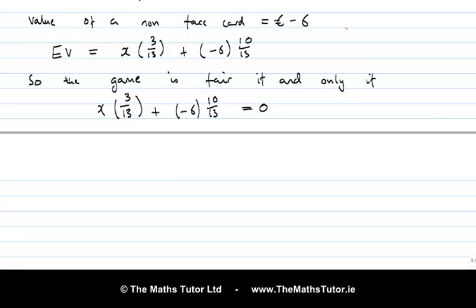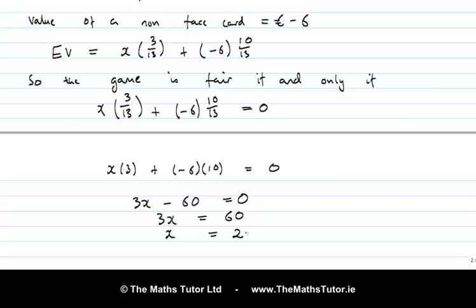It's a simple linear equation in X. So we could start by multiplying by 13. That would give us X times 3 plus minus 6 times 10 equals 0. If we multiply across by 13, that's the same as 3x minus 60 equals 0. And now bring the 60 to the other side, we get 3x equals 60, and divide by 3 and we get x equals 20. So that means that in order for this game to be fair, she must pay you €20 for drawing a face card.